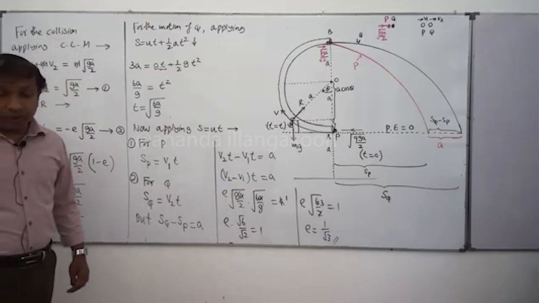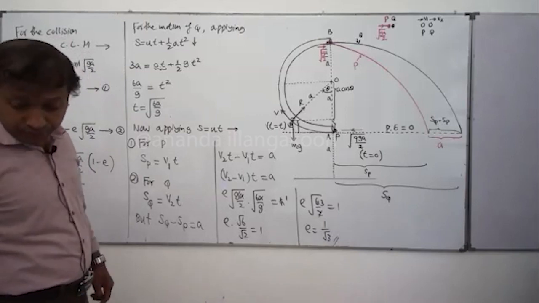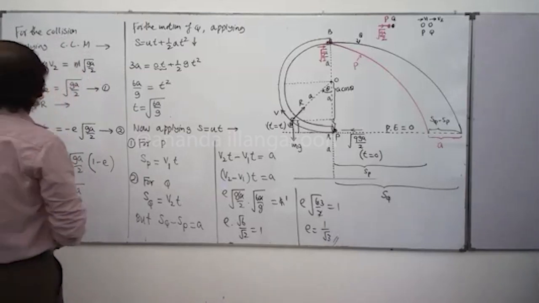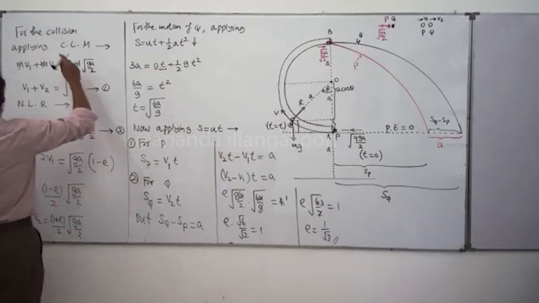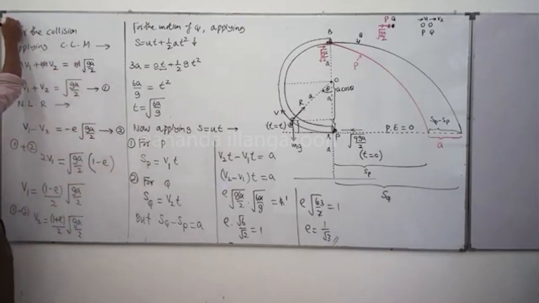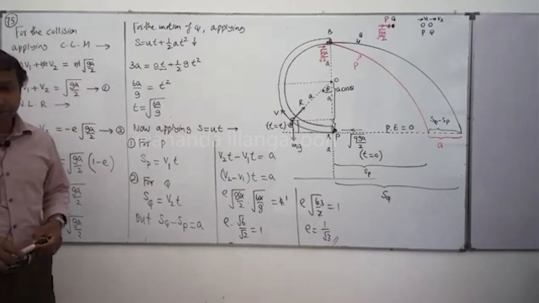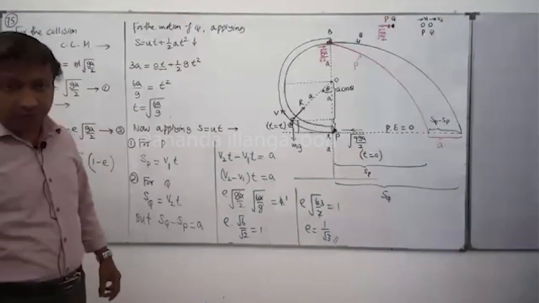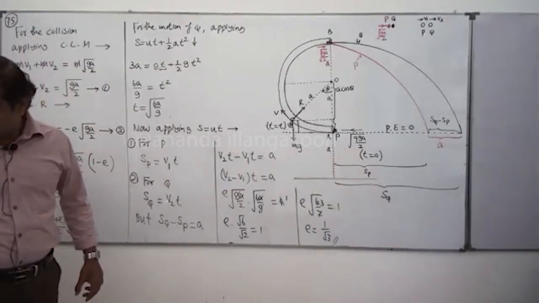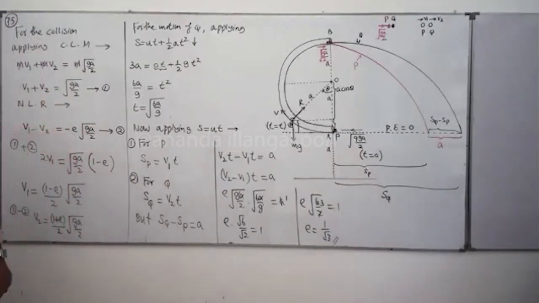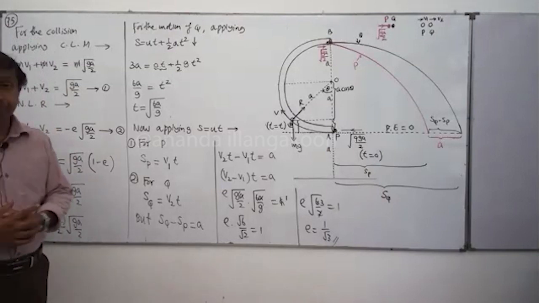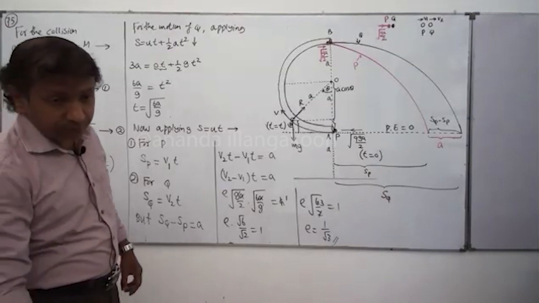Right. Now we'll come to the next question as question number 75. Take question number 75 in the tutorial as our next question. Right, first read the question and draw the diagram and try to get the answers.